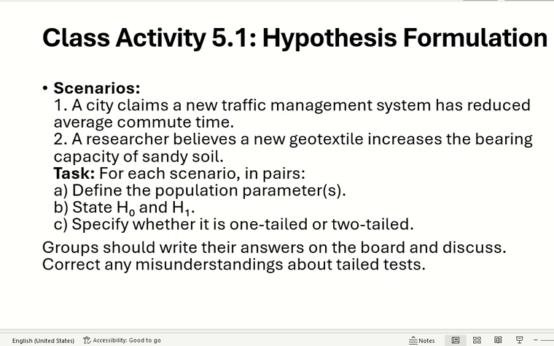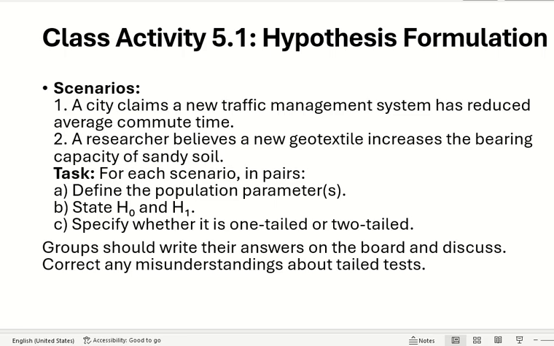For each scenario, you define the population parameters, you define H0 and H1, and you have to specify which one is one-tailed and which one is two-tailed. Okay, one-tailed is you are just checking one side. Is it greater or less? Two-tailed is you are checking not equal. Two-tailed means I am checking if it is equal or not equal. If it is not equal, whether it is higher or lower, it has the same meaning for me. One-tailed means that I am just checking if it is higher or just checking if it is lower.